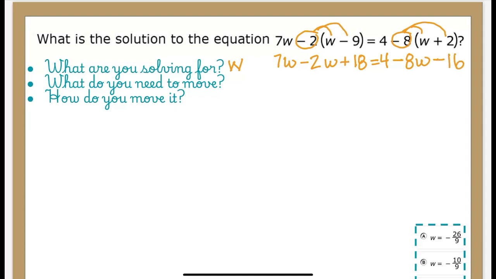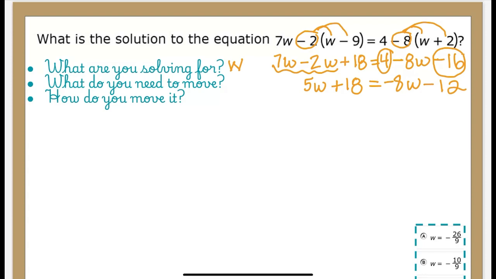What are you solving for? W. Am I ready to move anything? No, I still have items and terms that I need to simplify. So let's go ahead and put our variables together. And that would be 5w plus 18 is equal to, I'm going to put the -8w in front, and then I need to put together the 4 and the -16. 4 minus 16 is -12.